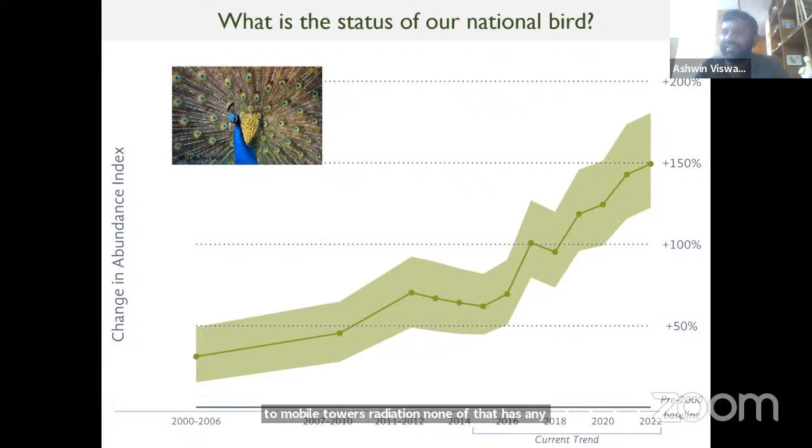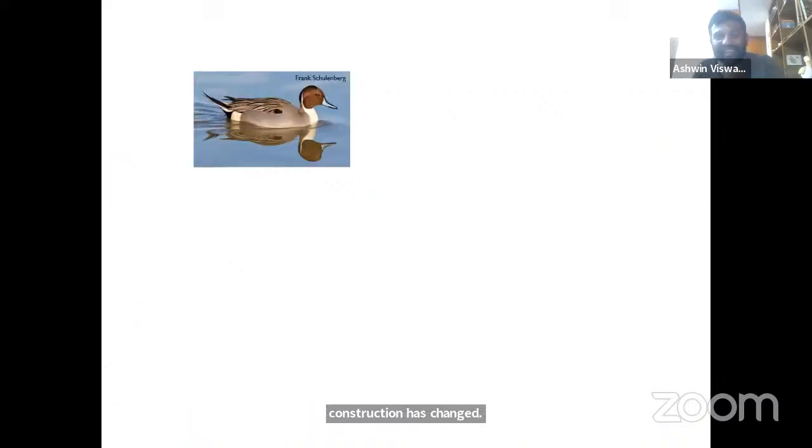The only scientific evidence that we have about why sparrows have declined in the cities or in some other parts of the world is because of a lack of food and a lack of place to nest in as construction has changed. So, that's just why data is important, why it's important to have an evidence-based understanding of trends.